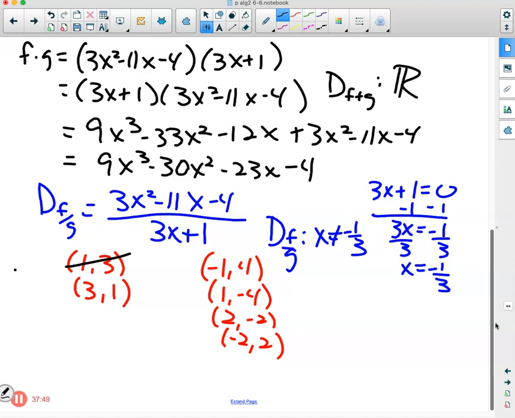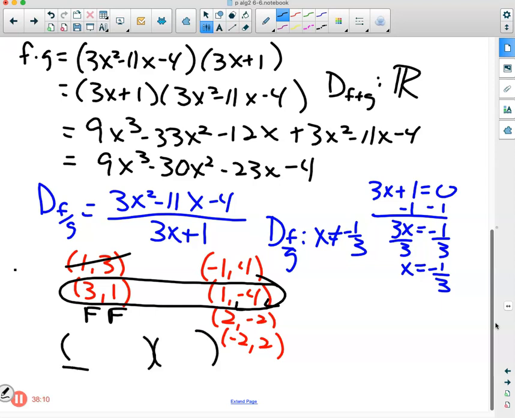12 and negative 1. Ooh, very close. Wrong sign. Negative 12 plus 1. There it is. That's the combination that works right there. These were first times first. These were last times last. And that is where they go in the parentheses. First, first, last, last.